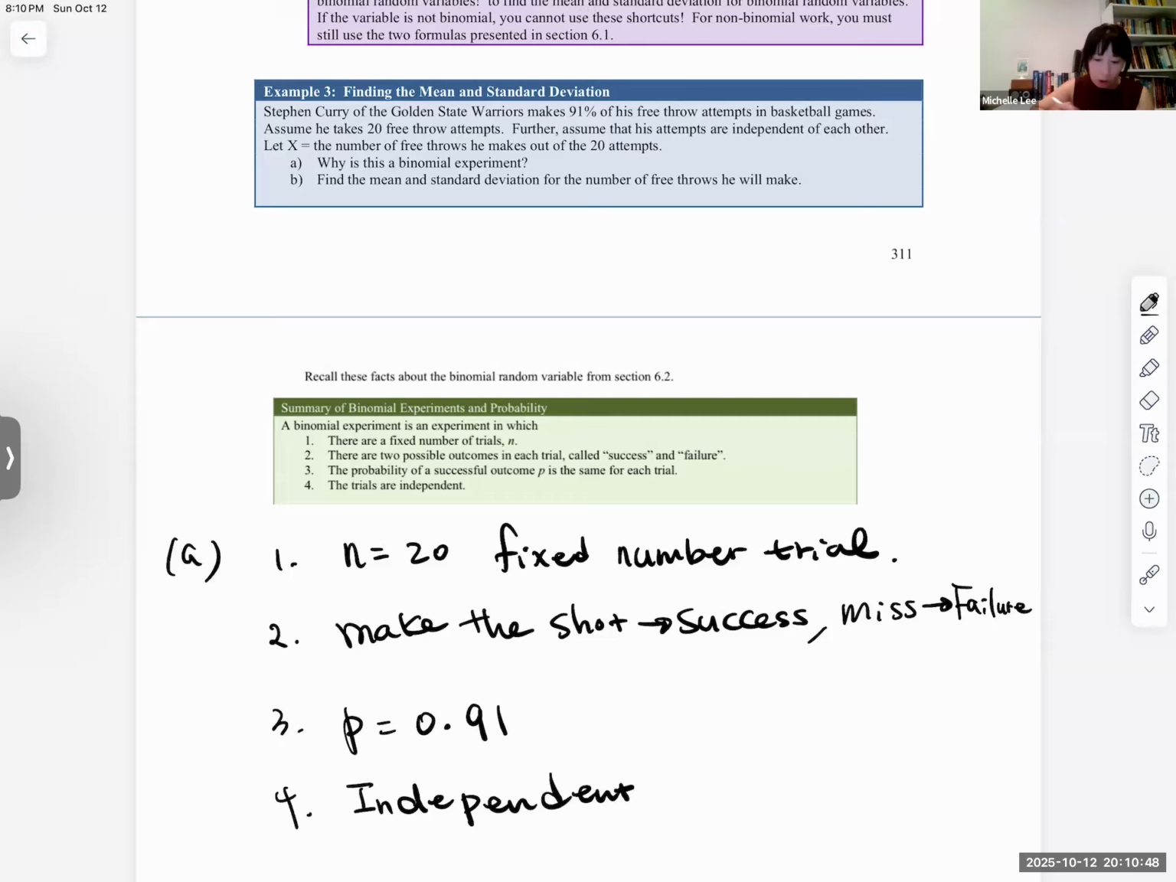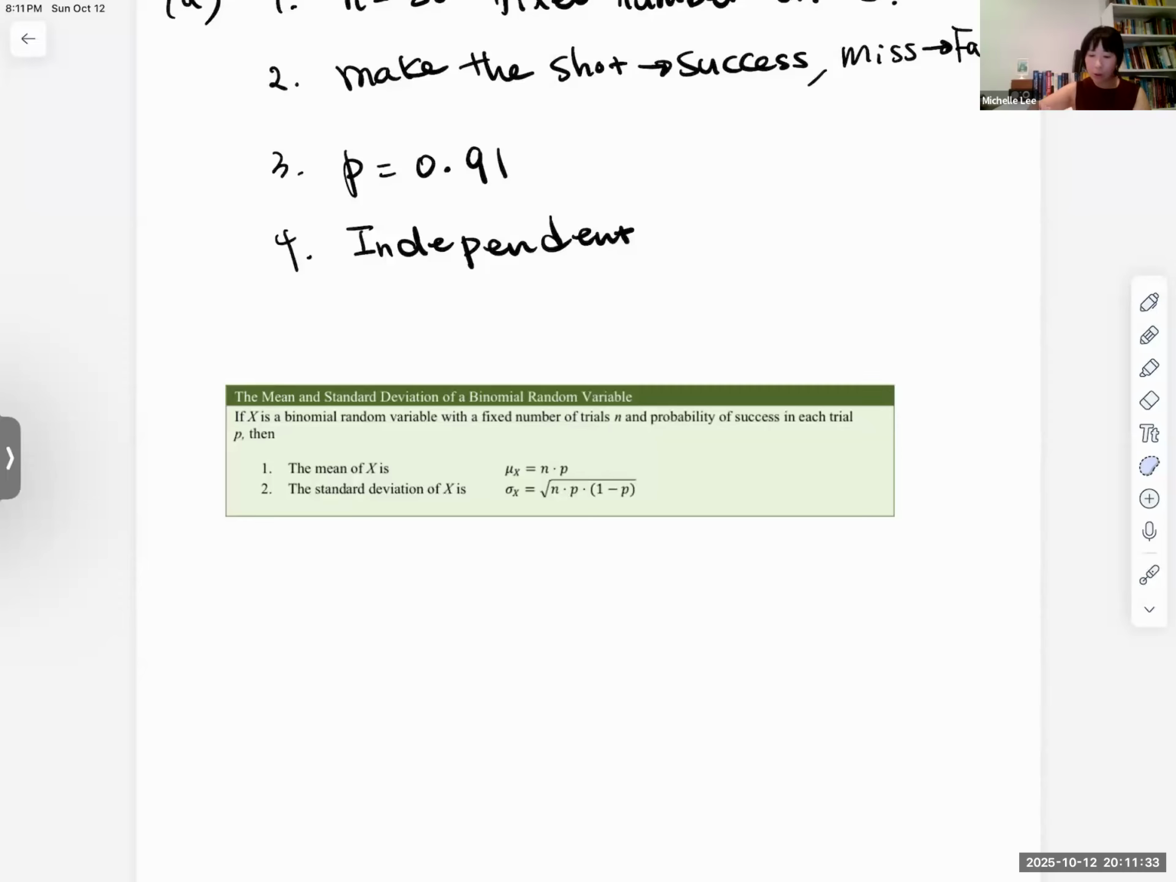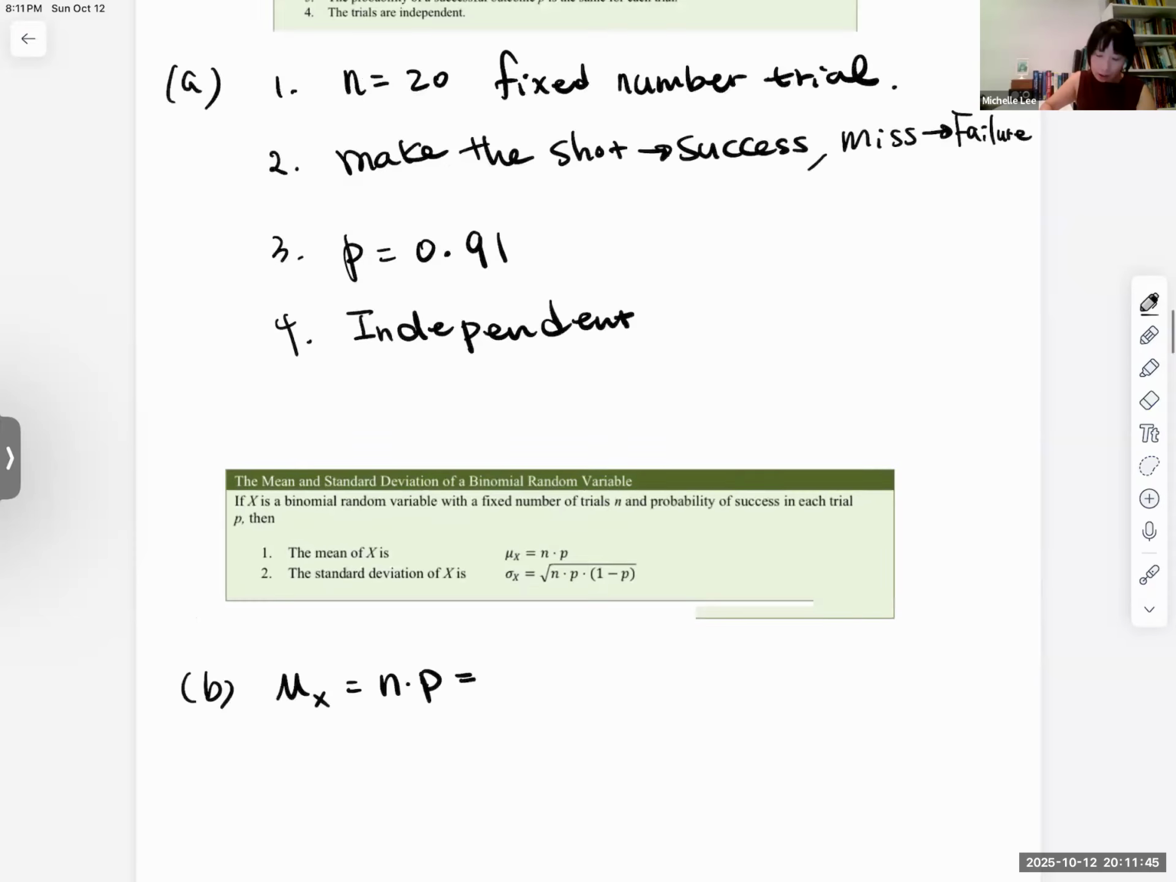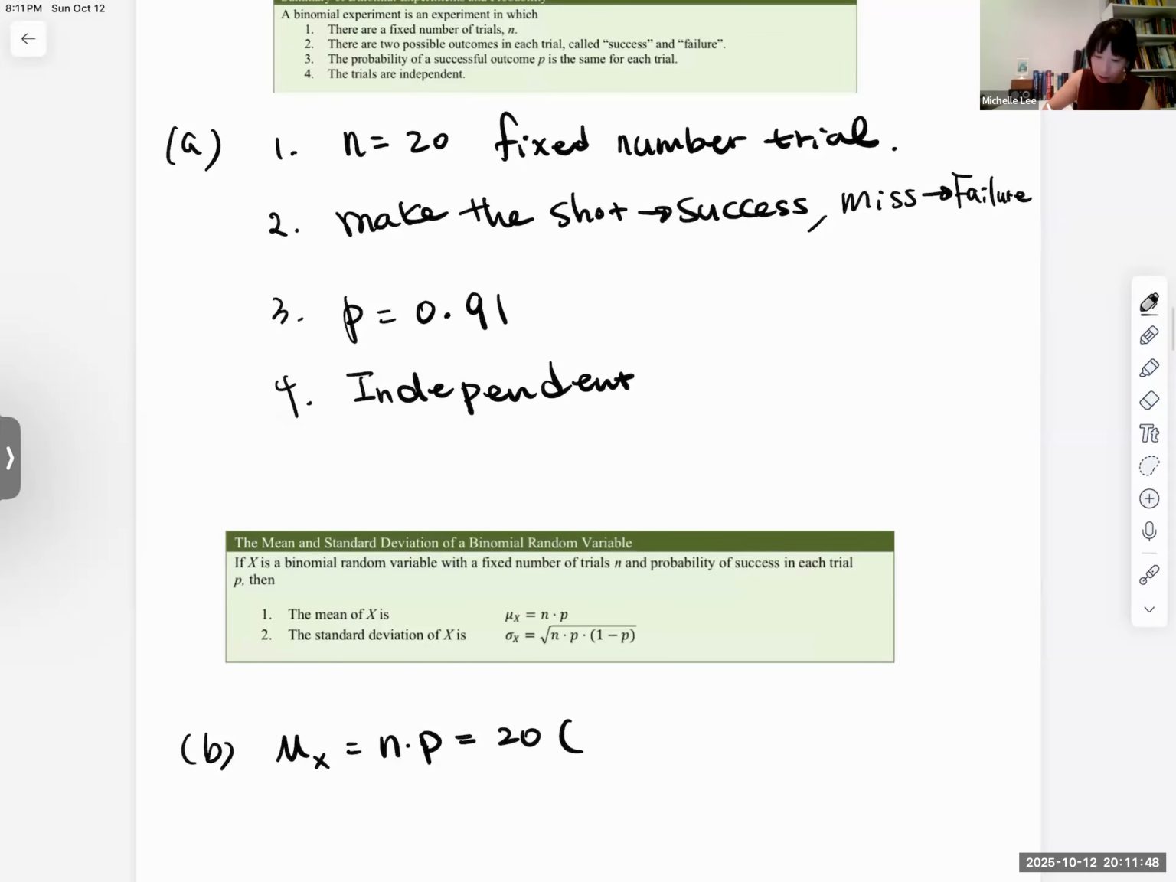All right. So second, we want to find the mean and standard deviation. I brought the formula too. Let's find the mean first. Mu sub x equals n times p, where n is 20 and the probability is 0.91. What do we have? 18.2. That means you should expect him to make 18.2 free throws out of every 20. Wow, that's a lot, right? On average.